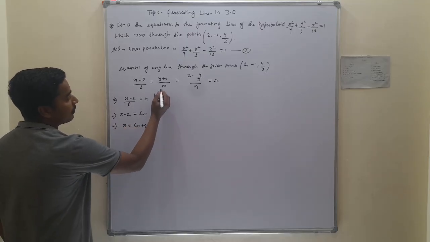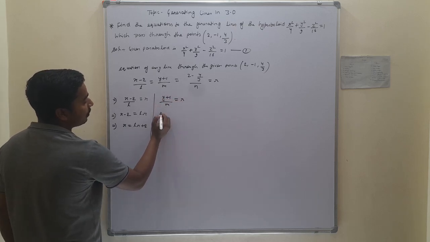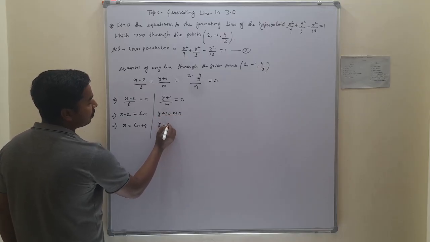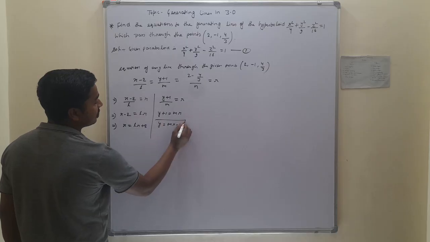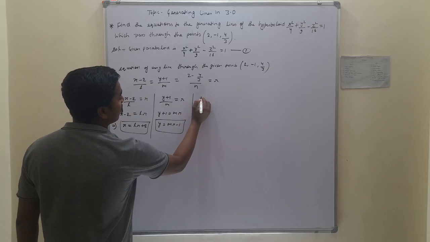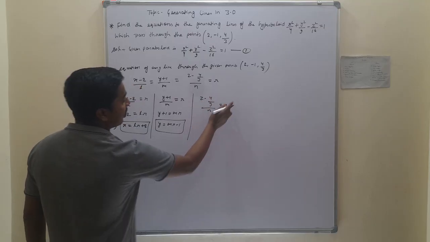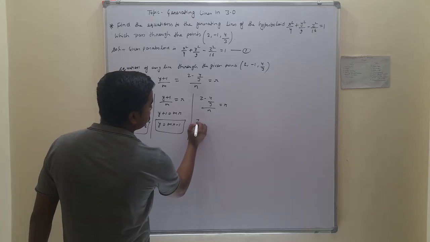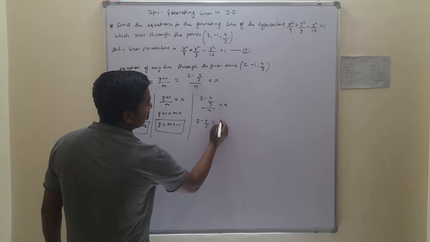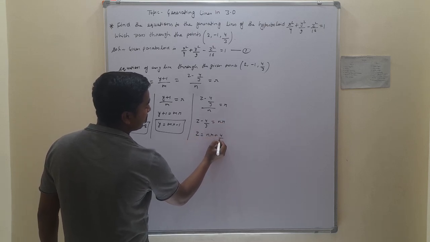Similarly, we solve for y. This is y plus 1 by m is equal to r. Multiplying m with r, this gives y plus 1 is equal to mr, and y is equal to mr minus 1. This is the value of y and this is the value of x. And for the third part we solve z minus 4 by 3 upon n is equal to r. Multiplying n with r, this gives z minus 4 by 3 is equal to nr, and z is equal to nr plus 4 by 3.